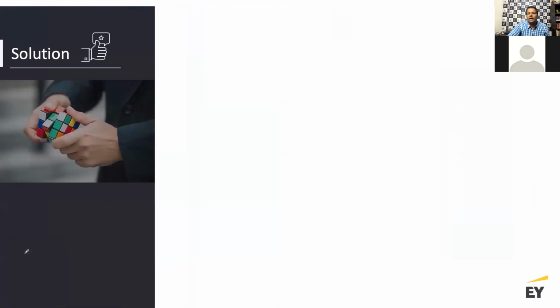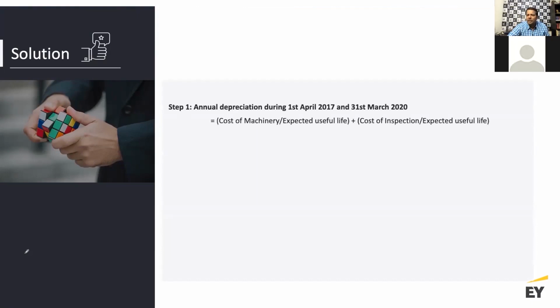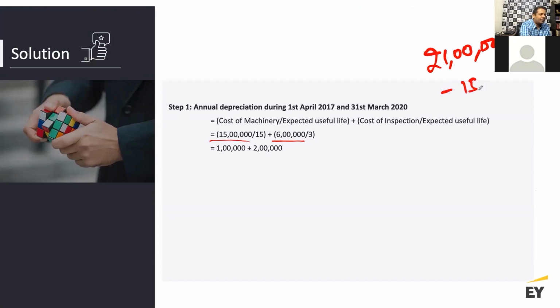So I'm going to cover this with the help of this example. How do we look at the solution? Step 1, annual depreciation cost. I had 21 lakh, and 6 lakh is what I had estimated. So I'm going to determine this as 15 lakh and 6 lakh. These are two components of my machinery. The 21 lakh I have to split between two, where one component is 15 lakh and the other component is 6 lakh, for which the information is available to me.